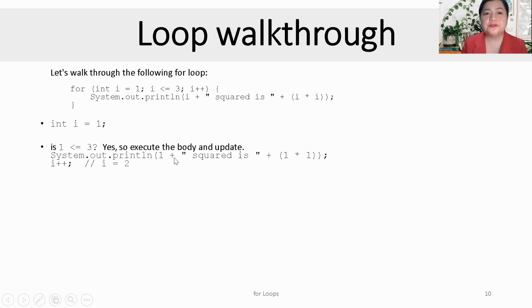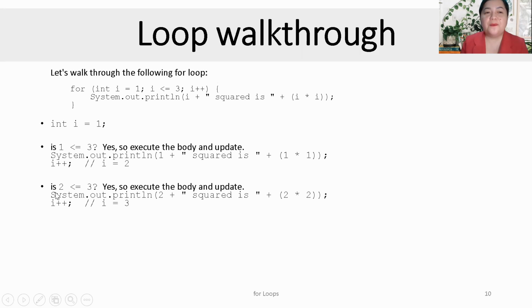So it will execute now the body and update. That means system.out.println will be performed. 1 is the value of I, plus the words "squared is", plus it will also execute the expression 1 times 1. And right after that, update. So 1 is the value of our I, plus 1, that becomes our I into 2. Next, what's now the value of our I?